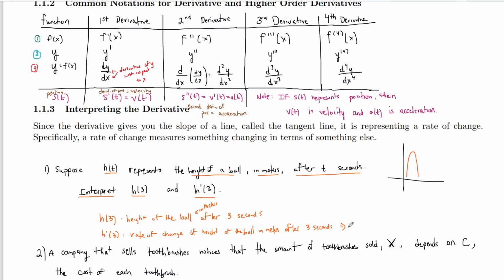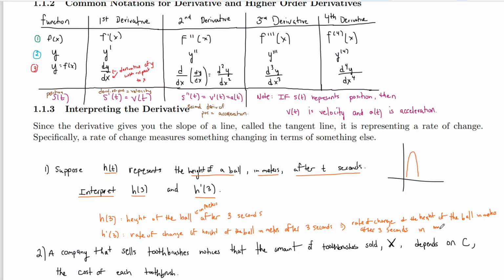But what we want to really notice is what are the units? The rate of change of the ball in meters after 3 seconds, the units are going to be meters per second. So this is actually going to be pretty much the same exact wording: the rate of change of the height of the ball in meters after 3 seconds, but its units are what's important.